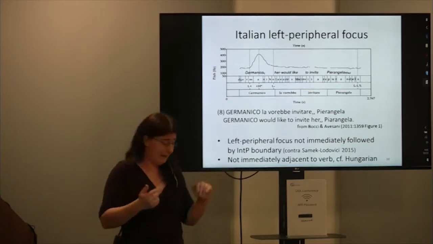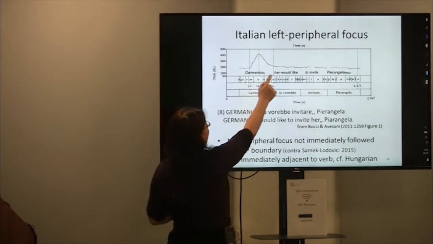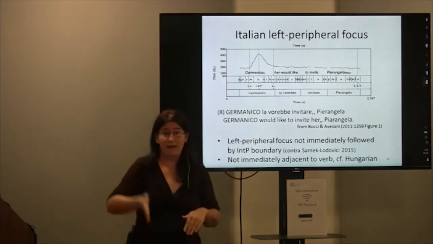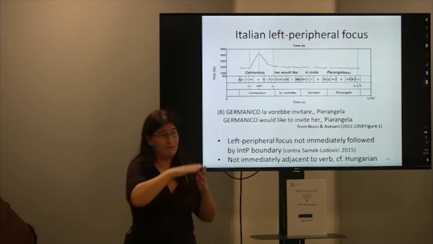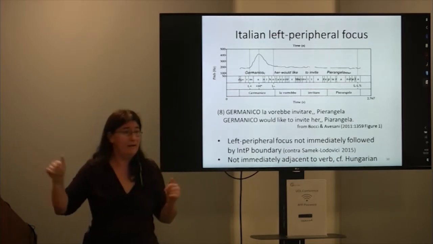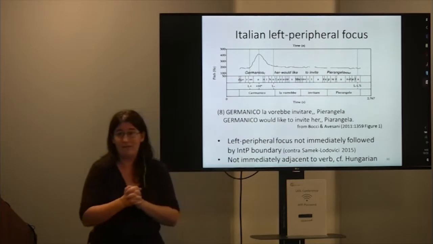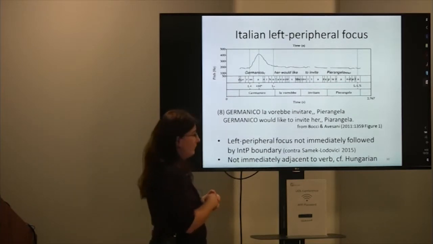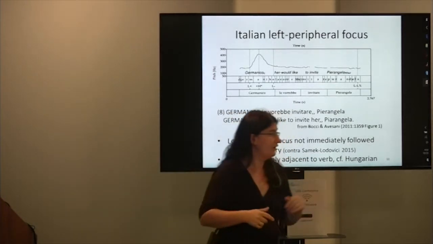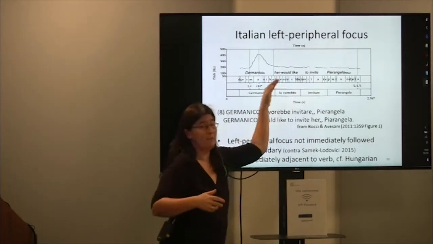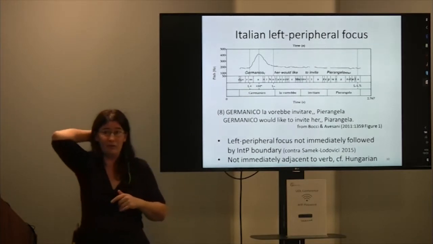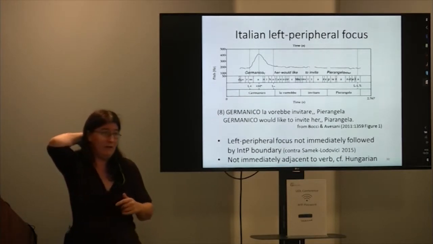Now, if that's the case, then after this focal element here, Germanico, you will actually get an intonational phrase boundary, and everything else will be right dislocated. That's not going to be very hard for us to account for, because the syntactic structure is such that these elements would be in a peripheral position. I'll walk you through that part in a minute.